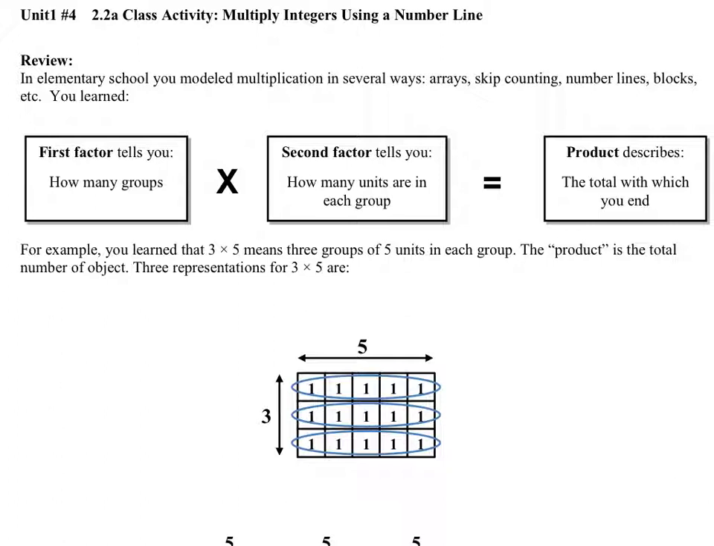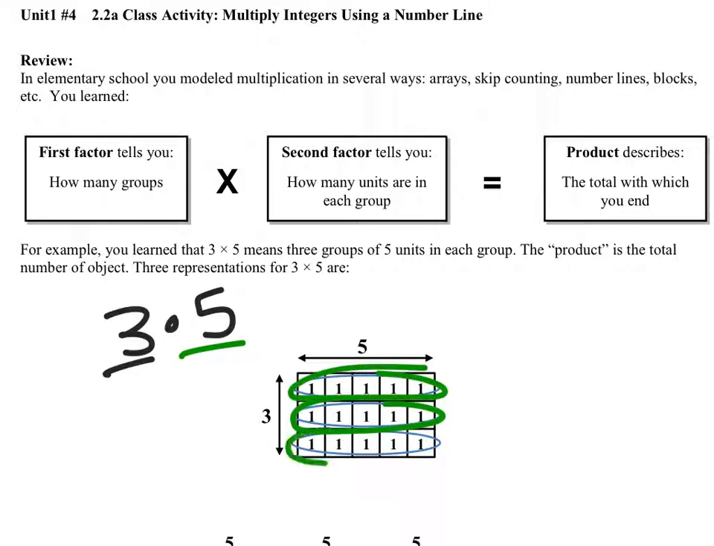So right here at the bottom, they've shown one way to represent three groups of five, which you guys may or may not have seen in elementary. It doesn't really matter. But 3 times 5 like this tells us we got three groups of the 5. And so they've kind of circled those, right? There's a group of 5. There's a group of 5. And there's a group of 5. Three groups of 5.